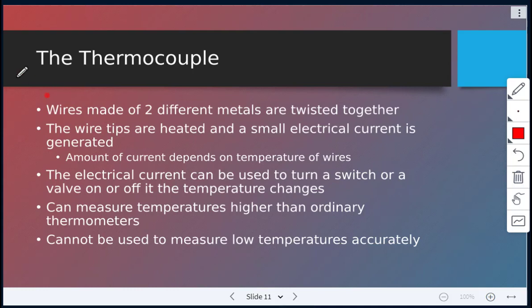So for example, we'll talk about the thermocouple. So in a thermocouple, we have wires that are made of 2 different metals, and those are twisted together. And then the wire tips are heated, and a small electric current is generated. And the amount of current depends on the temperature of the wires. The electrical current can be used to turn a switch or a valve on or off if the temperature changes. So this can measure temperatures higher than ordinary thermometers. Not very good at measuring low temperatures accurately.